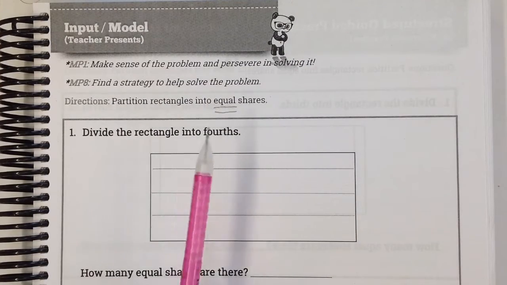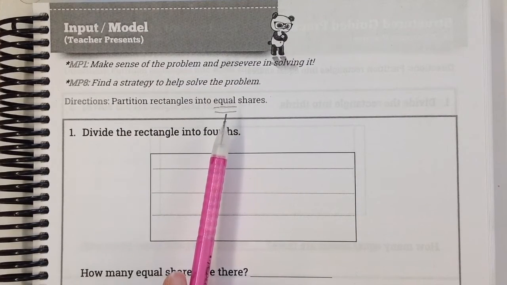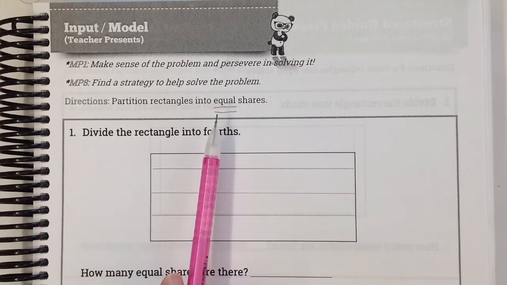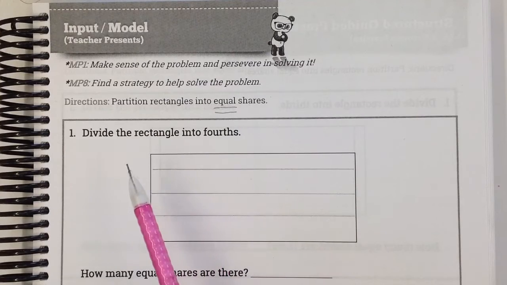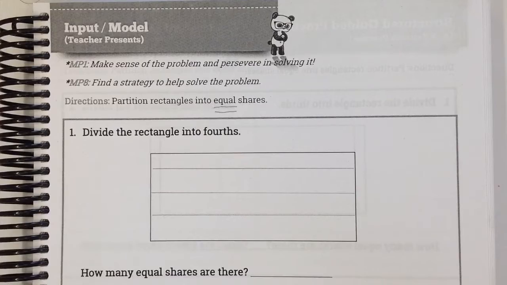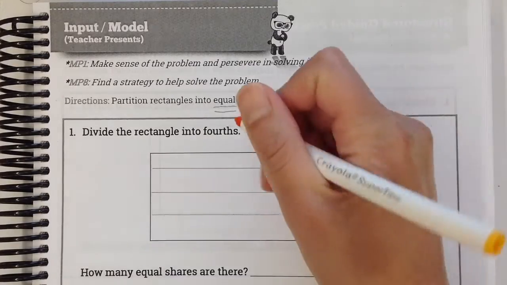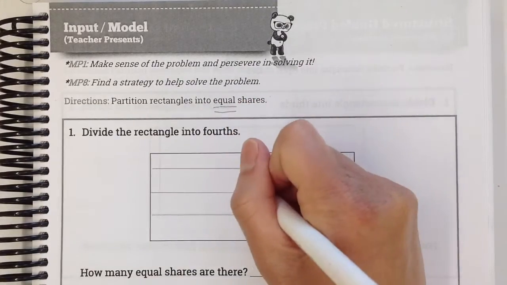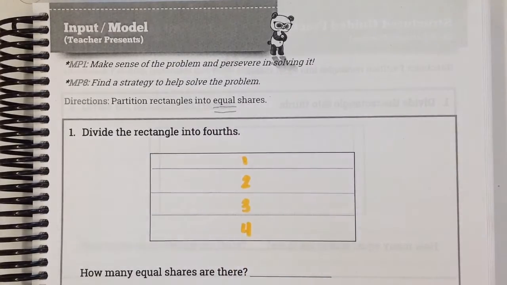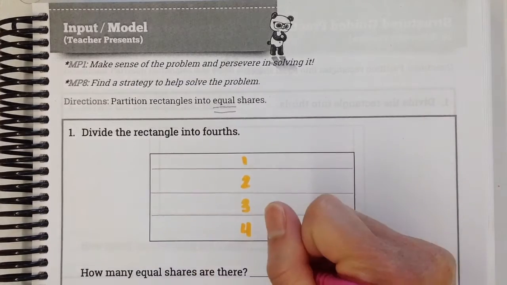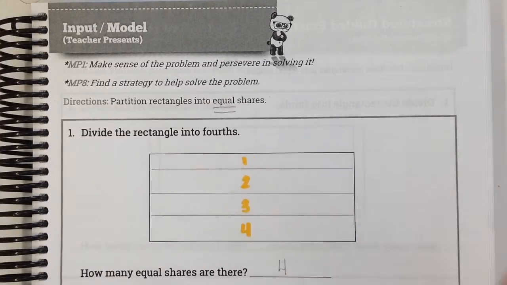Now, as you're looking at this, you're probably noticing, Miss Garcia, those aren't exactly equal shares. And you're right. They're not, because I didn't measure where each line should go, where I should create each row, but that's okay. I do have, however, 1, 2, 3, 4 parts, 4 shares that are generally equal. So it says, how many equal shares are there? Well, that's easy. There's 4 of them.